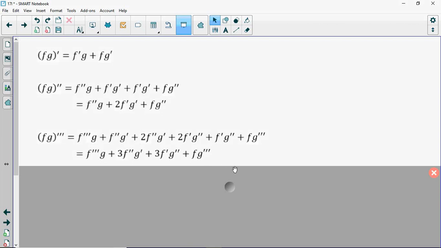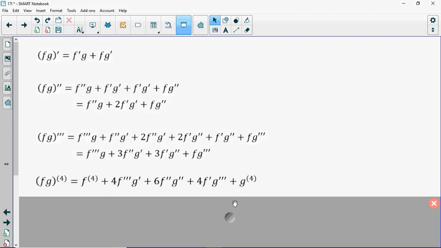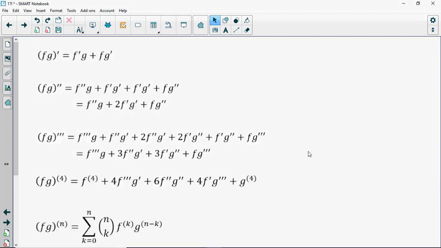Here comes the answer. I'm not going to show any of the work, just the final answer when we combine the like terms. Yes, the coefficients are 1, 4, 6, 4, 1. These are binomial coefficients. I love it when mathematics comes together from different areas. So good. Here is the general form for the nth derivative of a product.